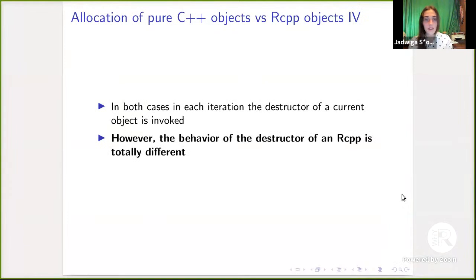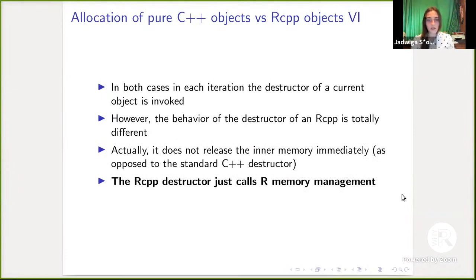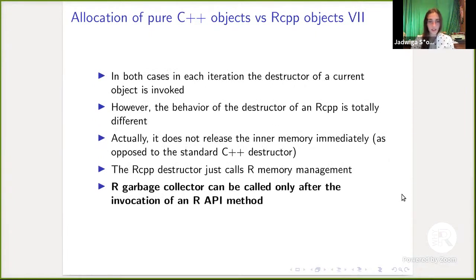However, the behavior of the destructor of an RCPP object is completely different. In fact, it does not release the inner memory immediately. It just calls our memory management, and that's it. And the R garbage collector can be called only after the invocation of our API method.